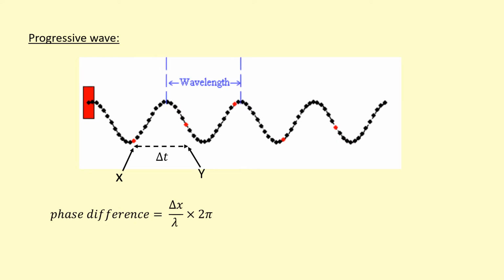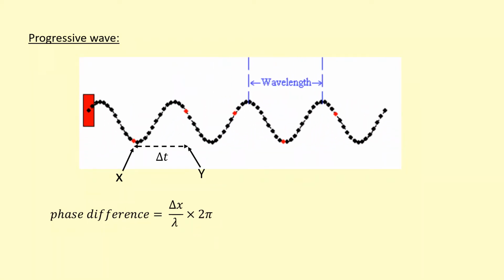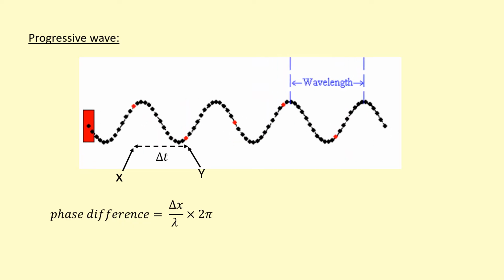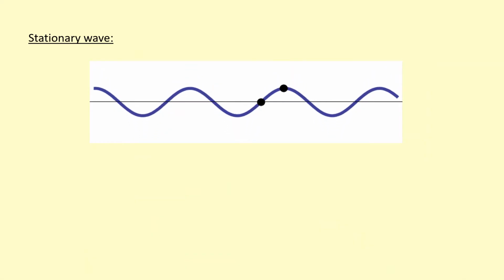Okay, if we want to get phase difference and we've got time difference between 2 points, let's say reaching the peak or something, then we take that time difference and we divide it by the time period and multiply that by 2 pi. Okay, for a stationary wave, this is different.